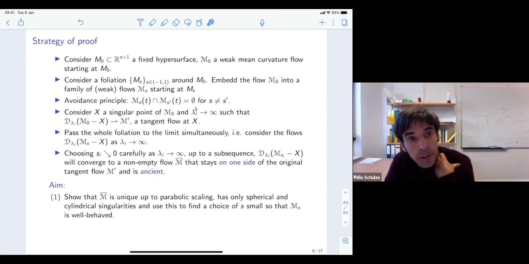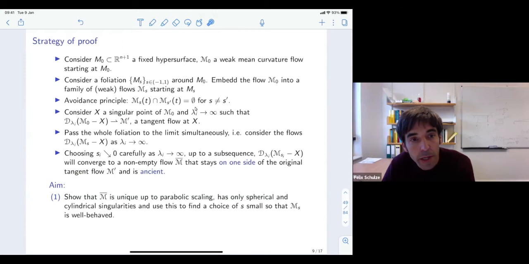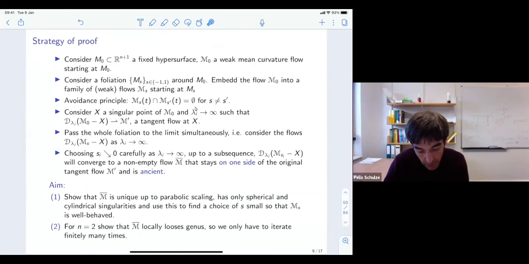By understanding this guy, you want to pass information back down the sequence and say, okay, if you take the right leaf in this foliation, then locally one of these leaves only has good singularities. Now, the idea here, as I said before, is that if you have surfaces, for example an asymptotically conical tangent flow that carries genus, the idea is to prove that this one-sided perturbation loses genus. So this means this one-sided perturbation has lost genus.